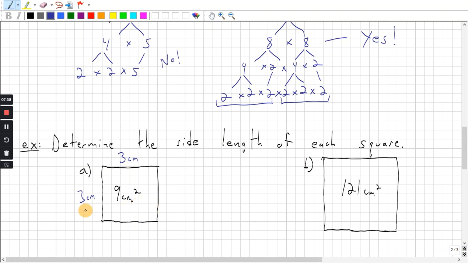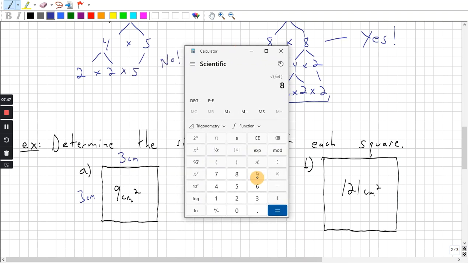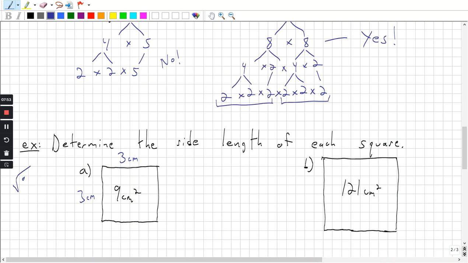Okay, so the side lengths are the values that multiply to equal the area. And they both have to be the same. Alternately, you could take the value of the area and take the square root to find the side length. So the square root of 9 is 3. And that is my side length.